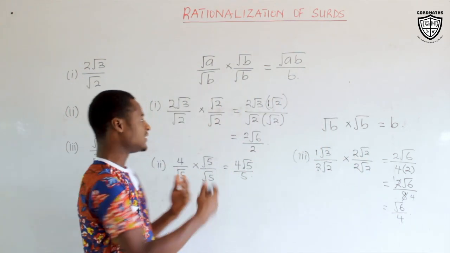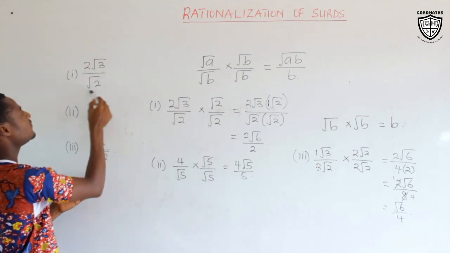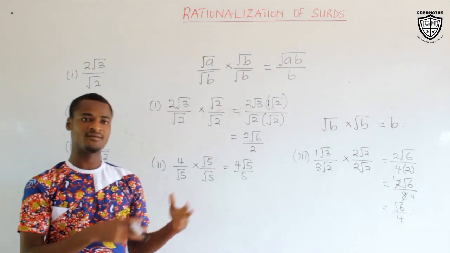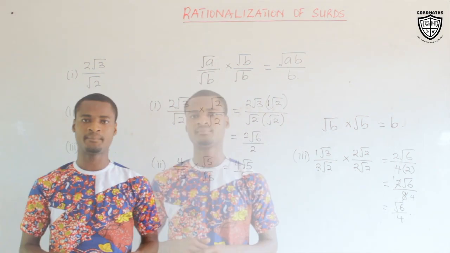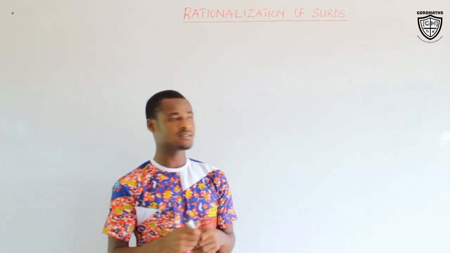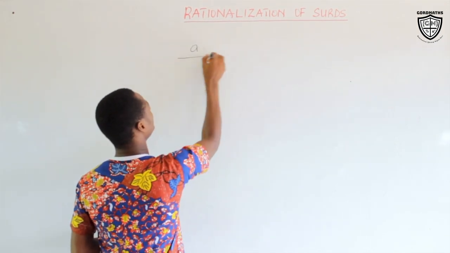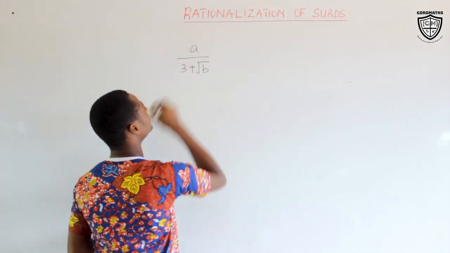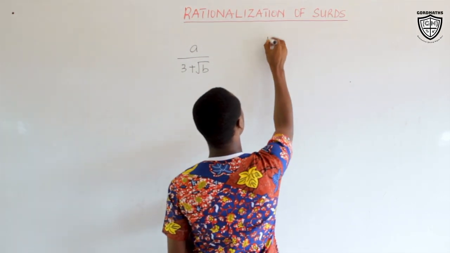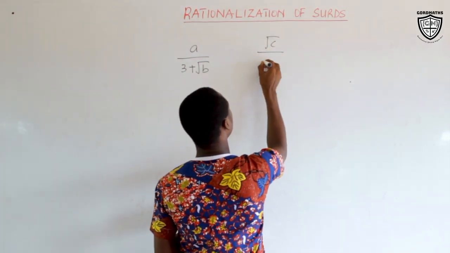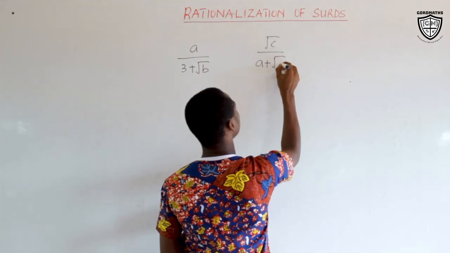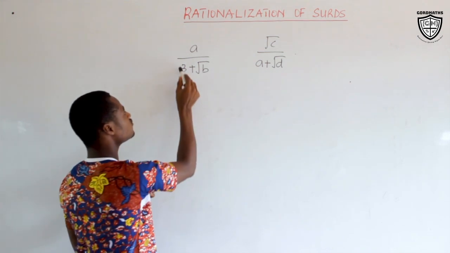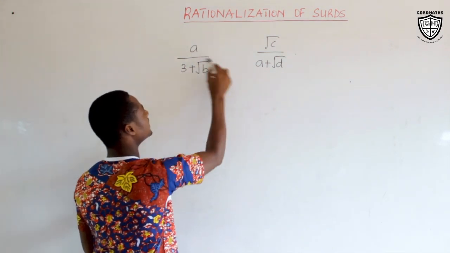You would observe that in each of these examples, the denominator contains only a single term. We will consider examples where the denominator has more than one term. Suppose we have the expression a over 3 plus square root of b, or we have the expression square root of c over a plus square root of d. And we want to rationalize these surds where we want to eliminate the square roots at the denominator.